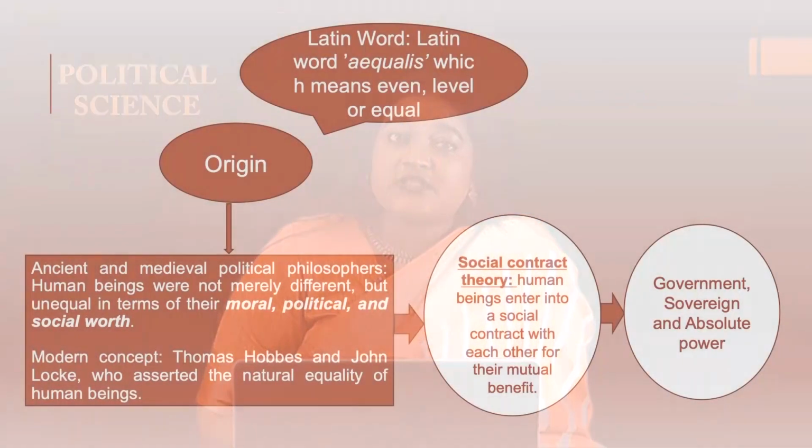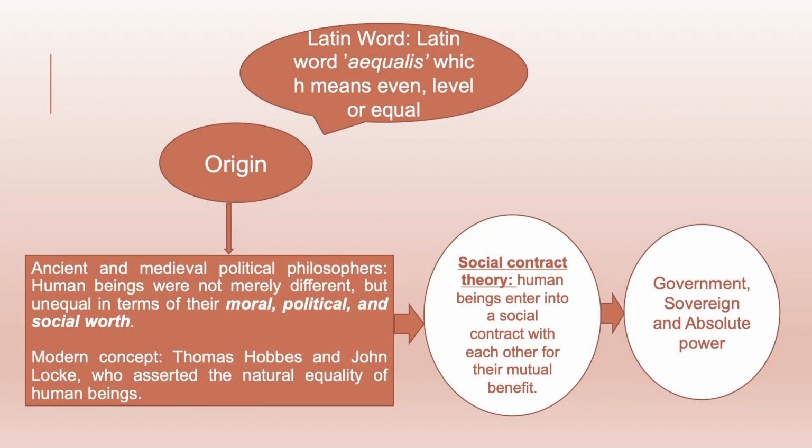In ancient periods, only inequality was being considered on the parameters of society, that is societal norms and moral values. People could be discriminated. But when it comes to the modern concept, eminent jurists like Thomas Hobbes and John Locke brought in the concept of natural equality. Natural equality amongst whom? Amongst the human beings. This particular concept of natural equality was termed the social contract theory.